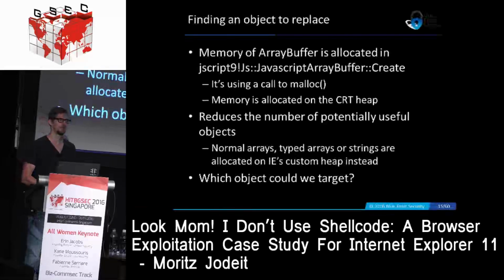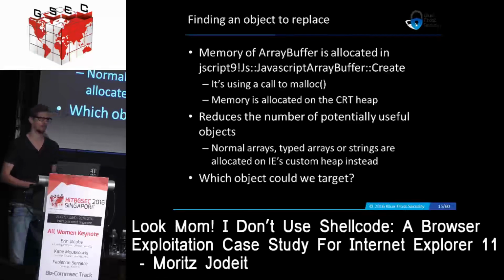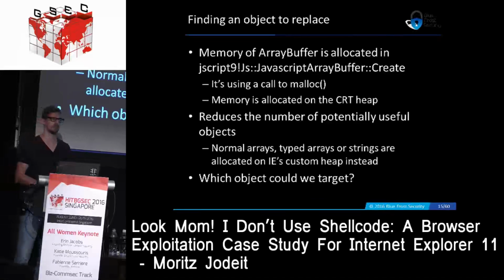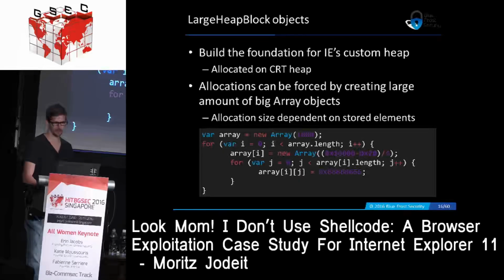To answer that question, we have to first see where the array buffer is actually allocated. If you take a look at the JavaScript array buffer create function, you will see that they're using the malloc function to allocate the memory. That means the memory is allocated on the CRT or on the process heap. This actually reduces the number of potentially useful objects a bit, because all the nice stuff which you could corrupt, like typed arrays or other arrays or strings, they are allocated on IE's custom heap instead. So the question is, which object could we target in the end?